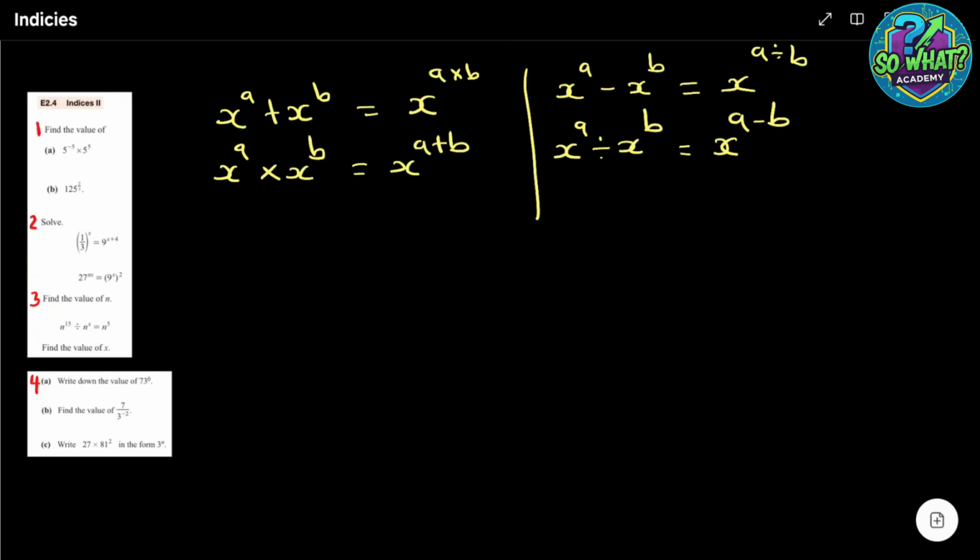Some numbers are not direct. For example, number 1 part B. So you have to figure it out in a certain way, like number 2. You have to manipulate the number to come up with 2 bases that are of the same value. So let's start with the simple one.